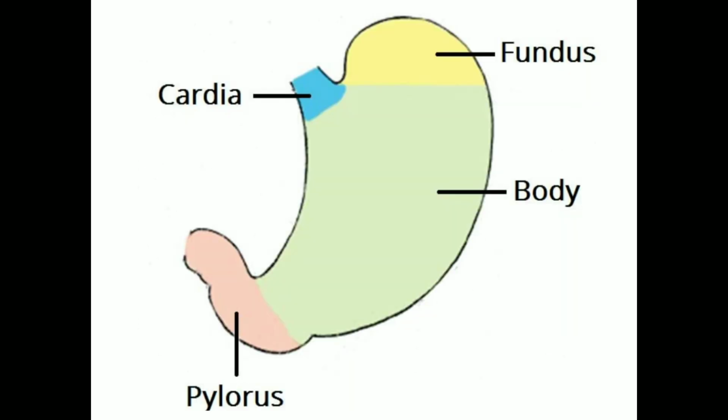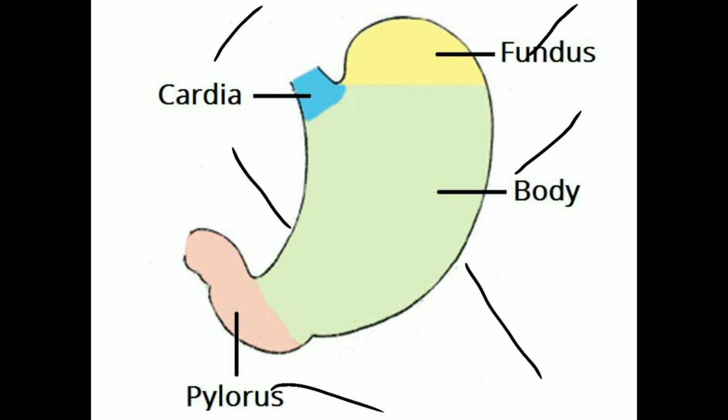So look at the figure. The external features of the stomach: it consists of two orifices, one cardiac and one pyloric. Then two curvatures, lesser curvature and greater curvature. Then the surfaces, anterior and posterior, and two parts. The cardiac part is divided into two more: the fundus and the body. The pyloric part is divided into the pyloric antrum and pyloric canal. So these are the features of the stomach.